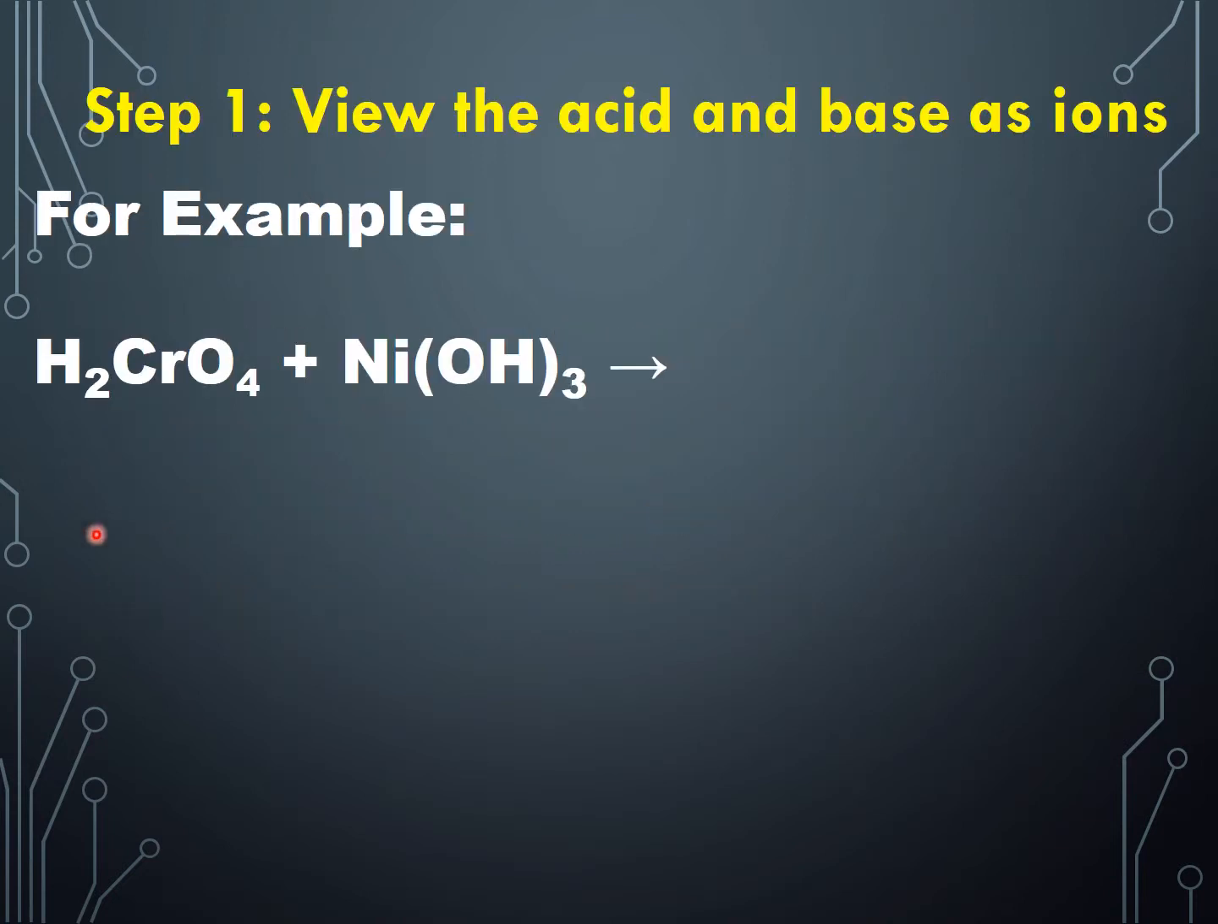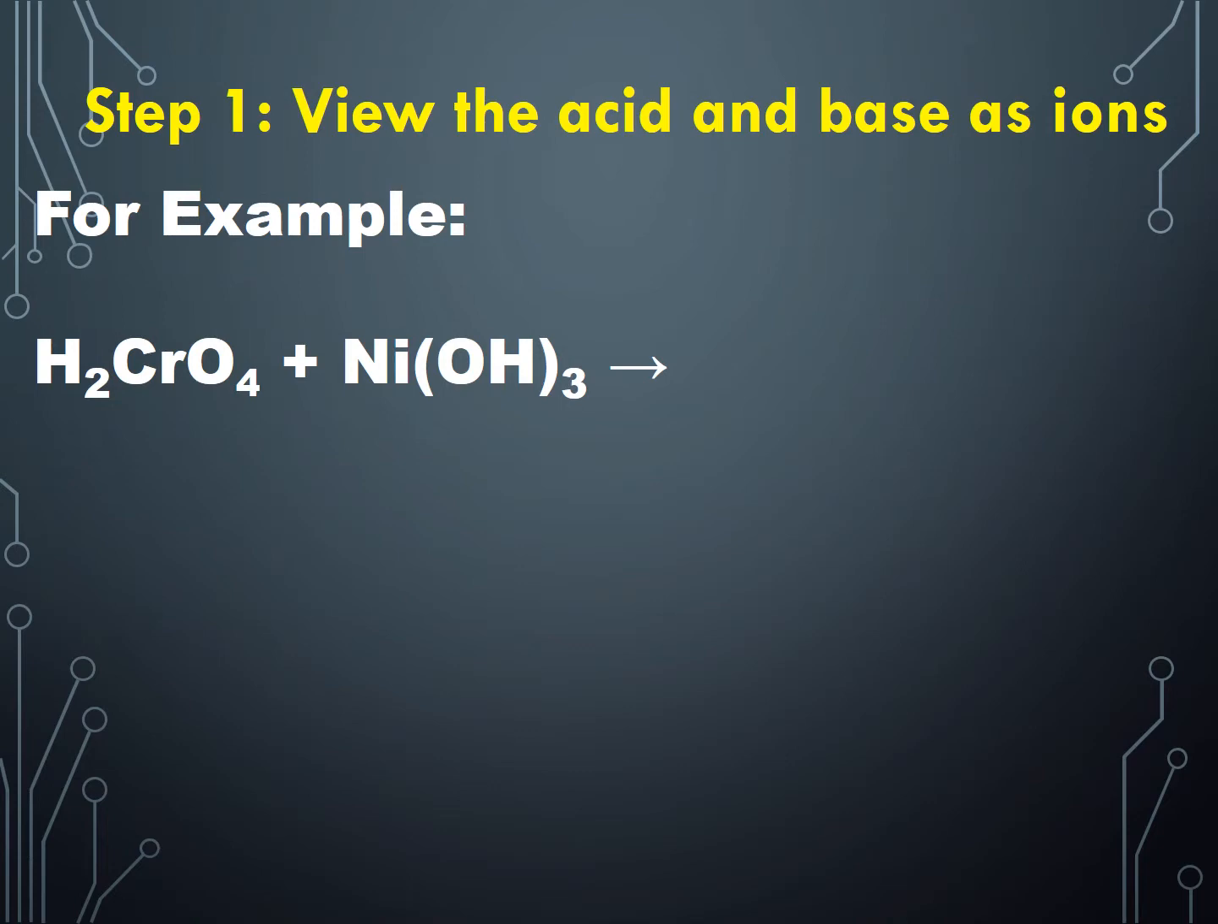Let's look at this example. We have chromic acid and nickel 3 hydroxide. I know that the chromic acid, the CrO4 part of this, has a -2 charge because there are 2 hydrogens here, which are +1 each. So the chromate ion is a -2. I know that this is nickel 3 because there are 3 OHs, which are each -1. So that would make a -3 charge total for the anions, which means the nickel has to be a +3. I'm going to need those charges when I crisscross the salt in just a minute.